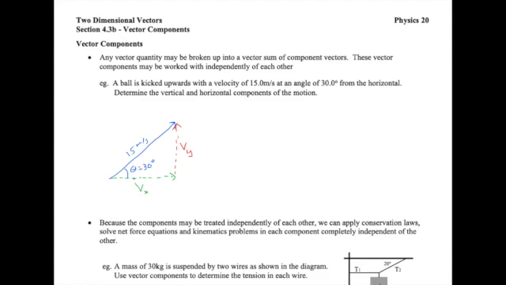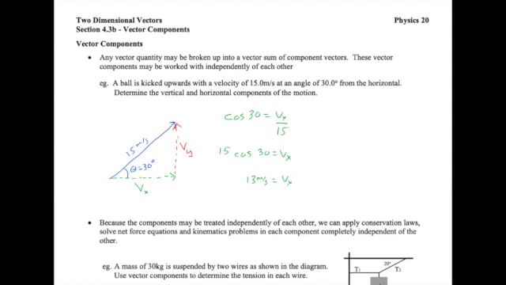So Vx is on the adjacent side, so we'll use cosine. So cosine of 30 must be equal to Vx over 15. I can multiply the 15 to the other side, and so 15 cos 30 should be equal to Vx. And so Vx, if we calculate that out to two significant digits, will be 13 meters per second.